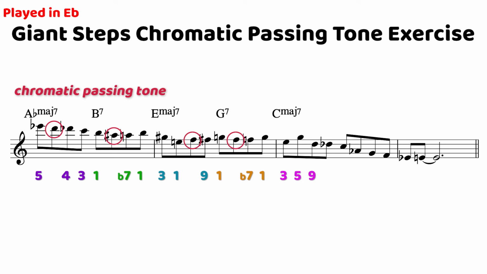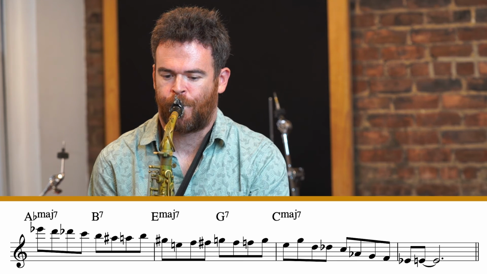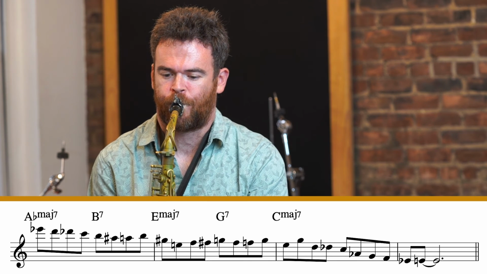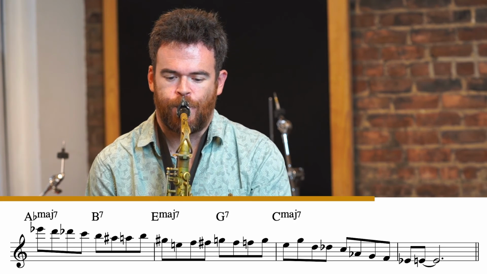3, 5, 9, then a chromatic passing tone leading down to the root, then a chromatic passing tone leading down to the 5th, then the 4th, and finally our last chromatic passing tone is the flat 3 leading up into the major 3rd to resolve. So here's what this one sounds like slowly. And then again a little bit faster.